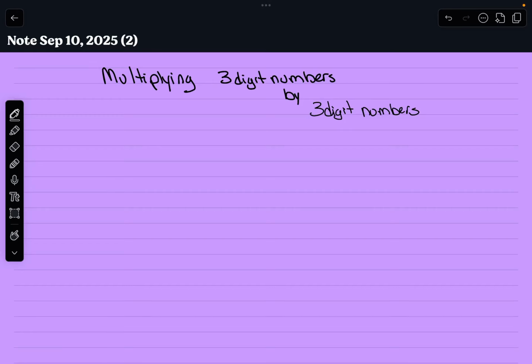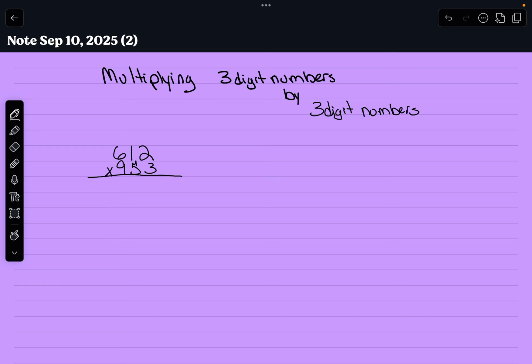Okay, so we're going to do a practice problem. It's going to be multiplying a 3-digit number by a 3-digit number. The problem that we're going to focus on today is 612 times 953. So now we have the problem set up. We're going to go ahead and get started.